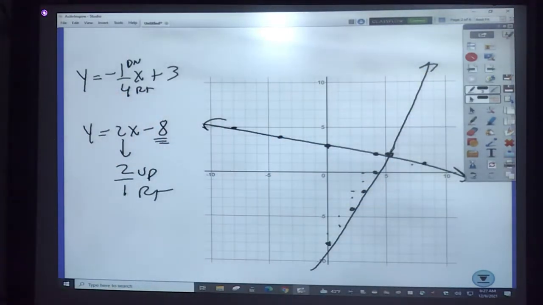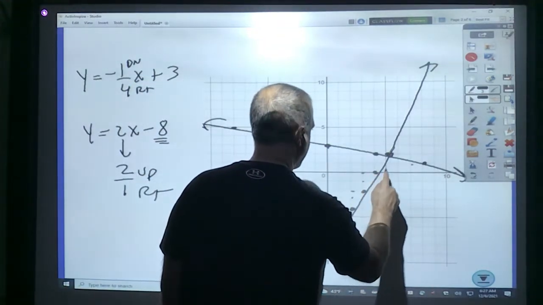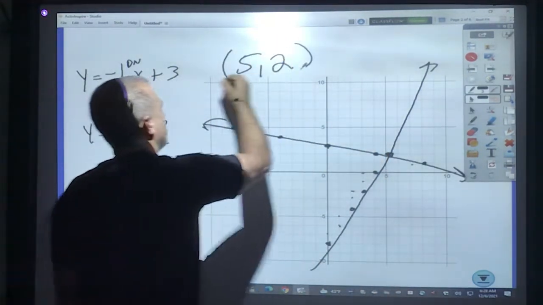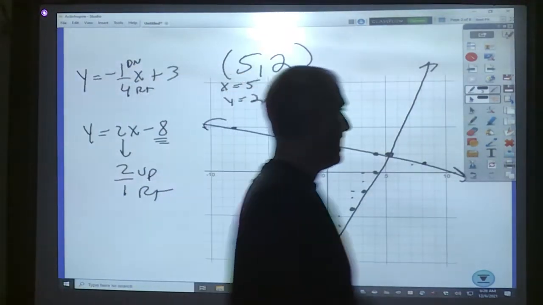I know that you're going to be drawing on your grids. You want to try to estimate that. So what does that mean? I go 1, 2, 3, 4, 5, then 1, 2 up. So my solution is (5, 2), where x equals 5 and y equals 2. That's simple.